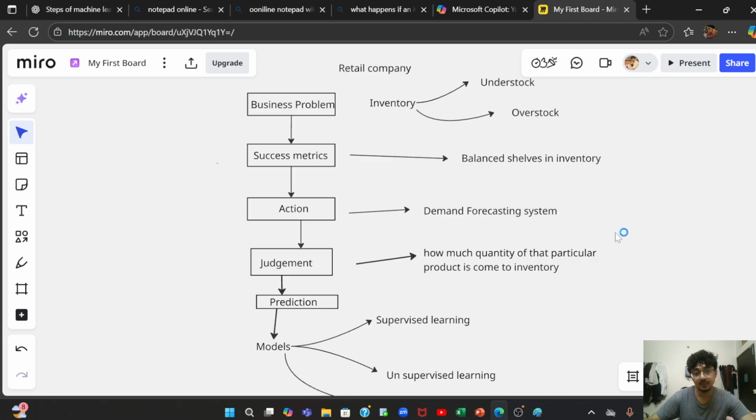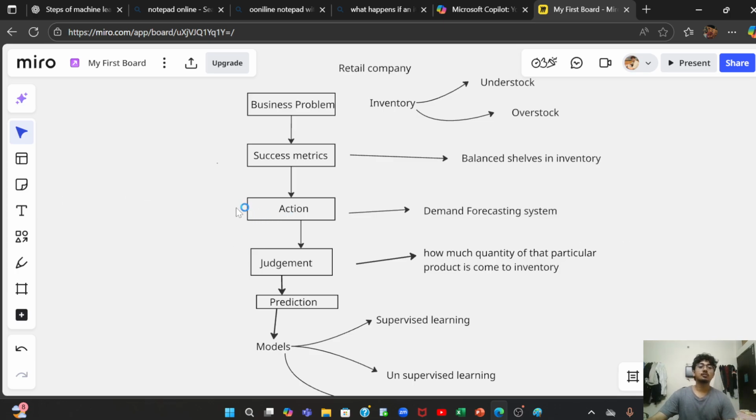Okay, so after understanding the success metrics, what should be the next step? The next step is action. What should we do after considering the success metrics and the business problem? The action is, for the retail company, let's make a demand forecasting system which forecasts the demand of particular products so that we can manage our inventory. This is the action a retail company will do.